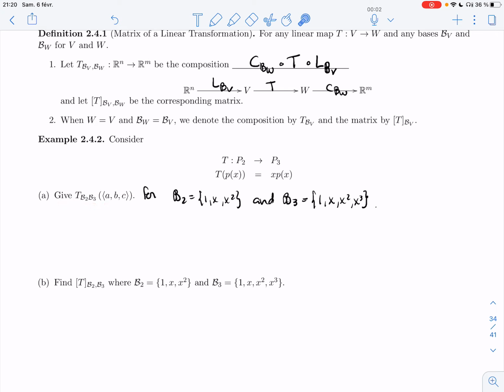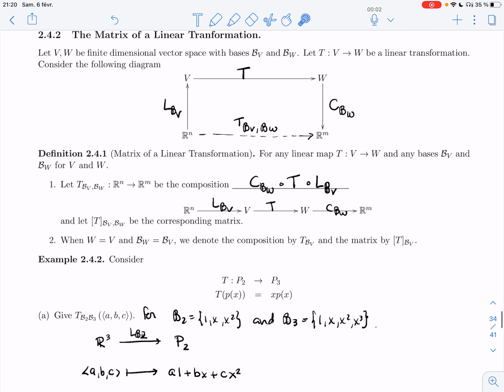All right, so let's see. I'm going to start in R3. I have (a, b, c). The first thing I'll do is use the linear combination map for this basis. That's going to land me in P2. I'm going to take (a, b, c) and get a times 1 plus b times x plus c times x squared. That's what the linear combination map does. You take 1, x, x squared and multiply them by the vector.